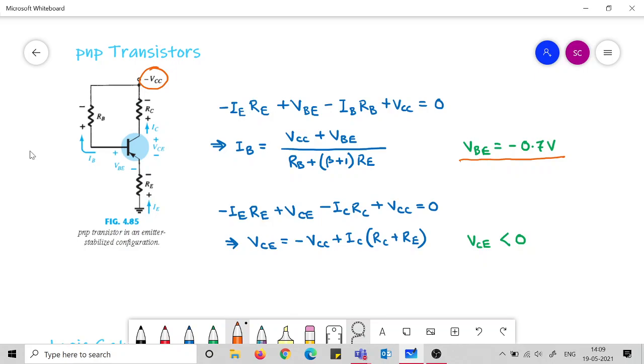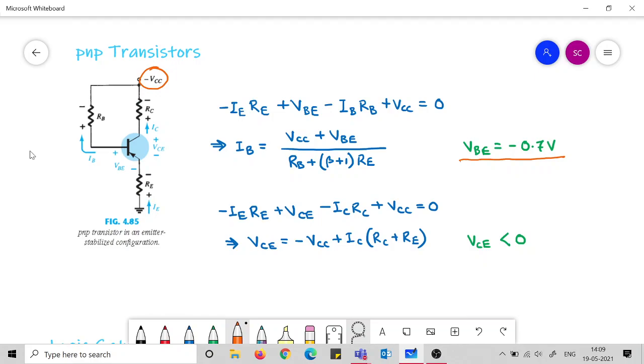side. So that becomes IB, and IB's direction is defined here, and this is as per the PNP transistors' usual direction. So it confirms that this is the direction of the IB, since we have found out IB to be positive.